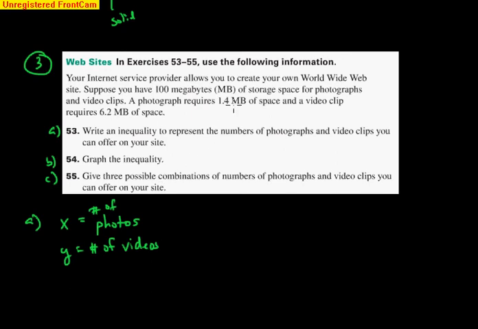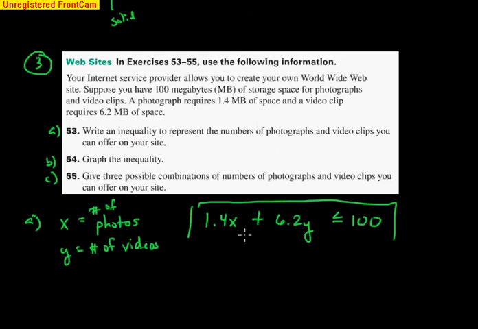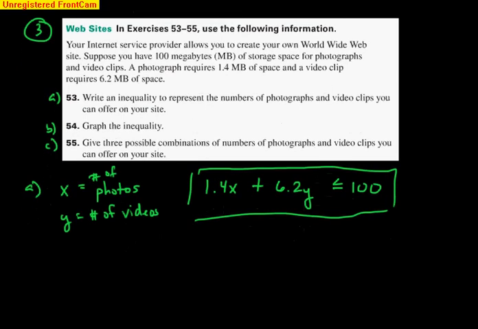So the 1.4 is the space for a photo, so that's going to go next to the x, 1.4x, plus a video clip is 6.2. That goes next to the y, 6.2, and you only have 100 megabytes of storage, so you have to use less than or equal to 100 megabytes. There is your inequality. Now I'm going to scroll down because I can just use this inequality for all the other parts.